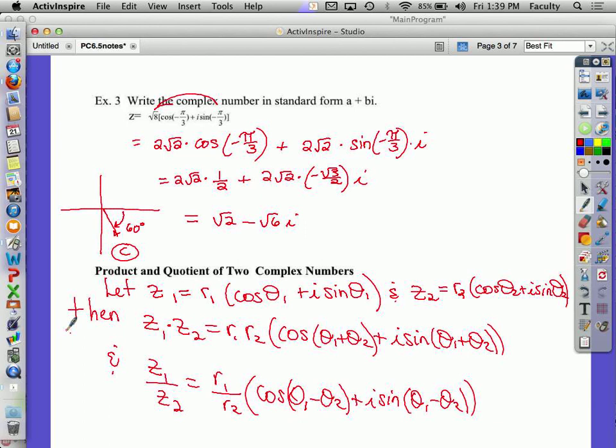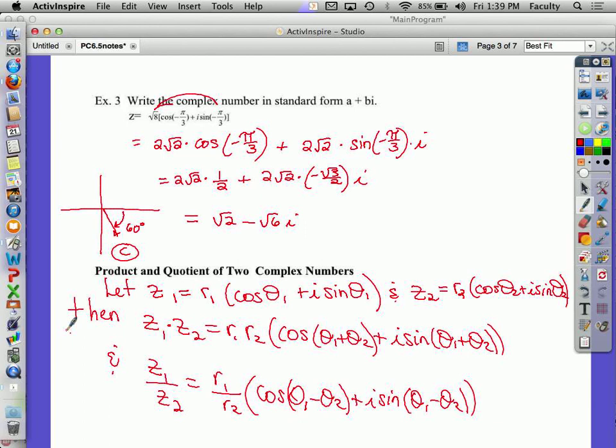But the product is of z sub 1 times z sub 2. It's actually very, very simple to do. You multiply the r's and you add the angles. When you do the quotient, you divide the r's and subtract the angles, okay? So what we're going to do is example 4 says find the product of those two complex numbers.